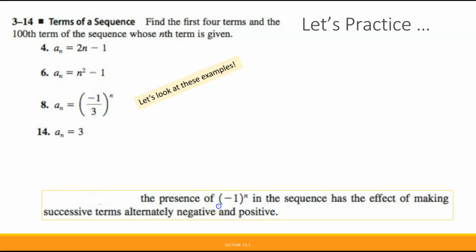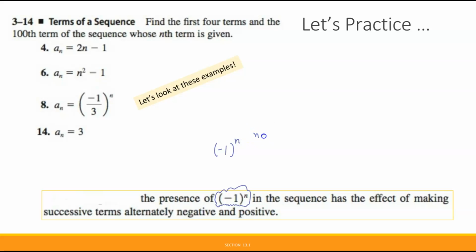Some of our sequences alternate in sign. When our sequences alternate in sign, this is a common way when we start having to write the formulas ourselves: we have negative 1 to the nth. Now, just to take a few minutes here, notice negative 1 to the nth. What is that going to look like?